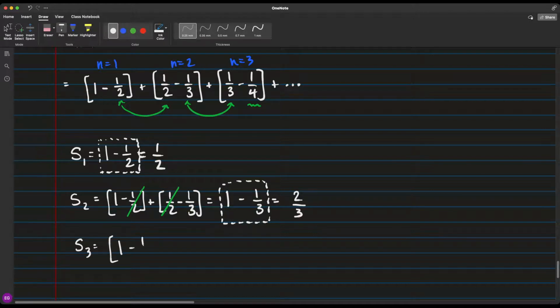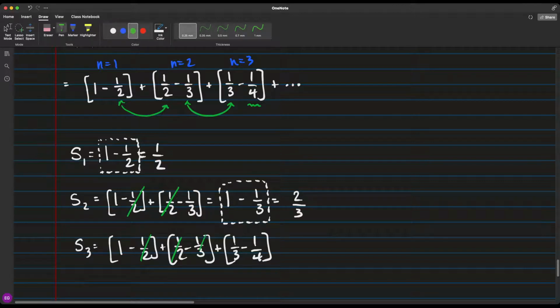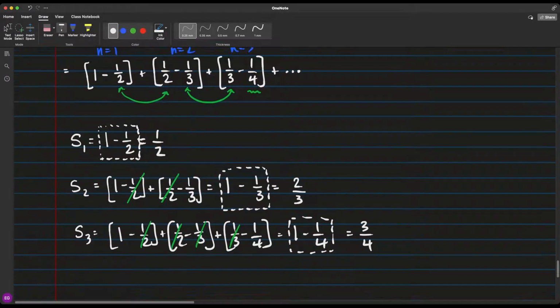S3 is 1 minus a half plus a half minus a third plus a third minus a fourth. Now you look at this, because it's a partial series, minus half, half cancel, minus third, third cancel, and what are you left with? Oh, that's 1 minus a fourth, which is 3/4. But we don't care about the fact that it's 3/4. We care more about the fact that it's 1 minus a fourth.